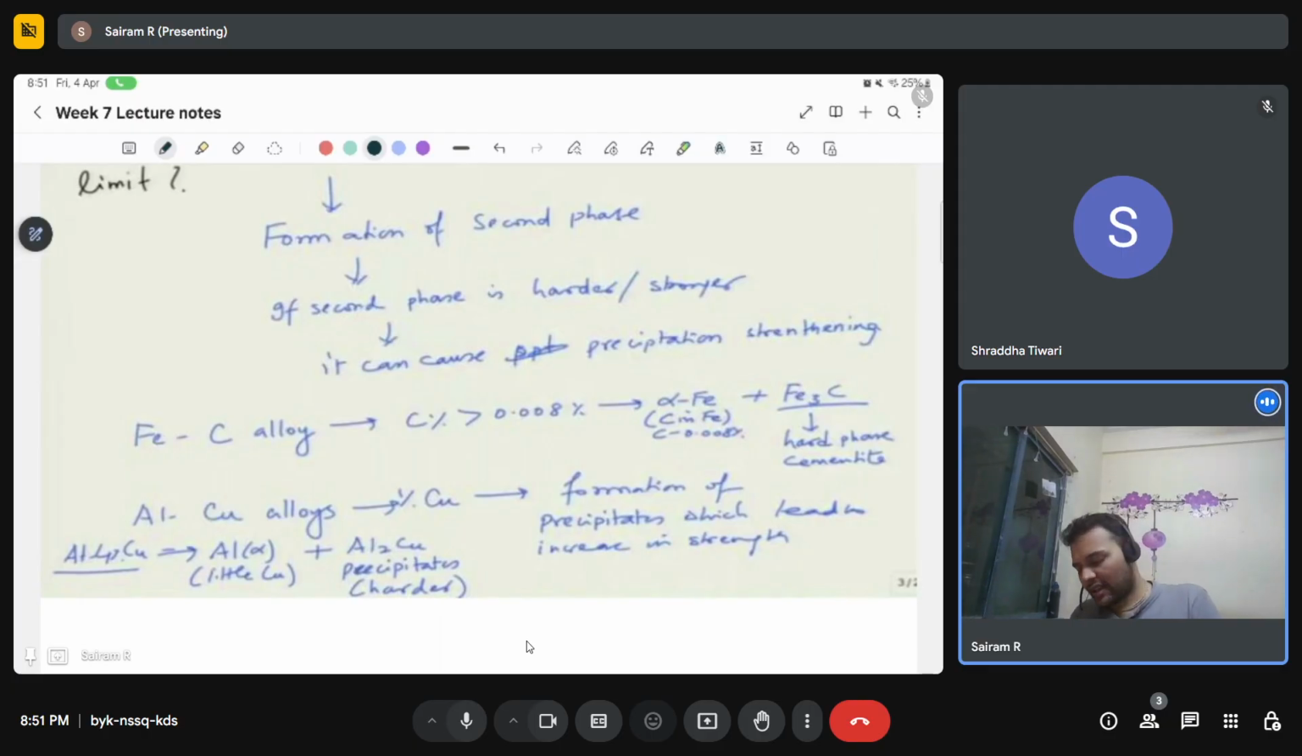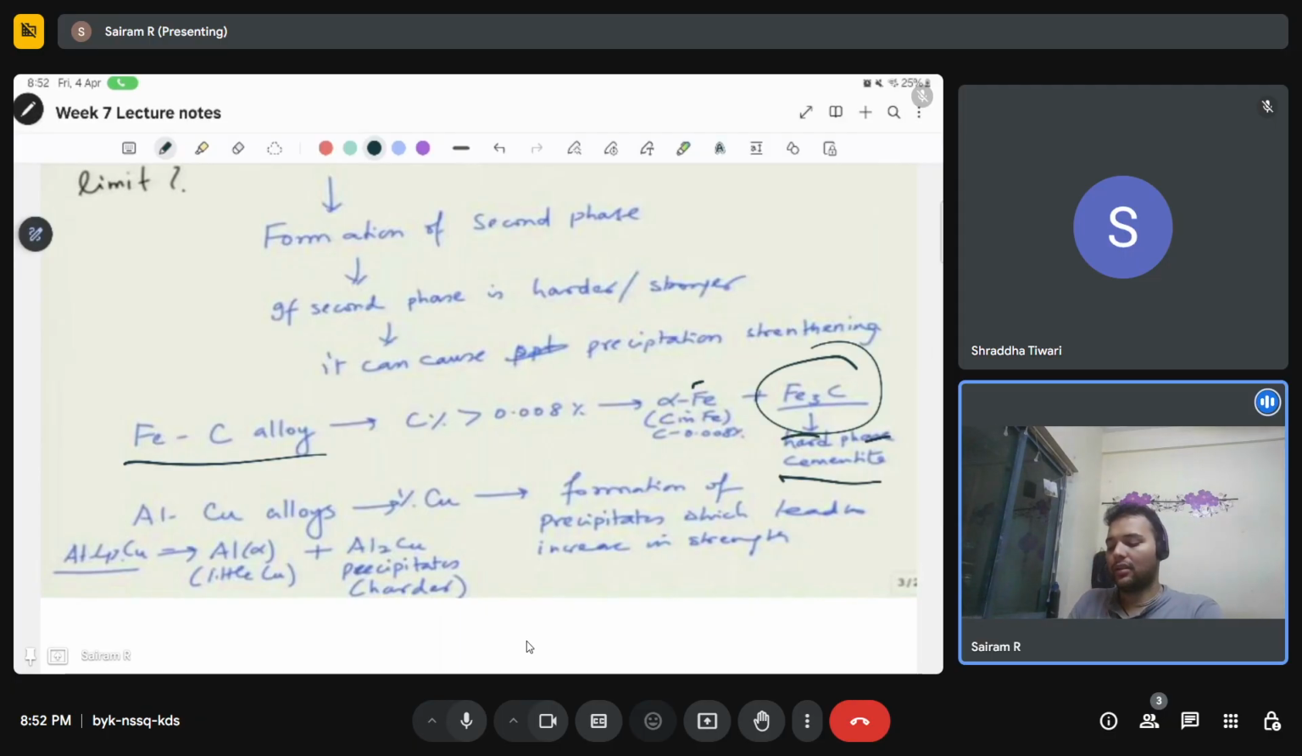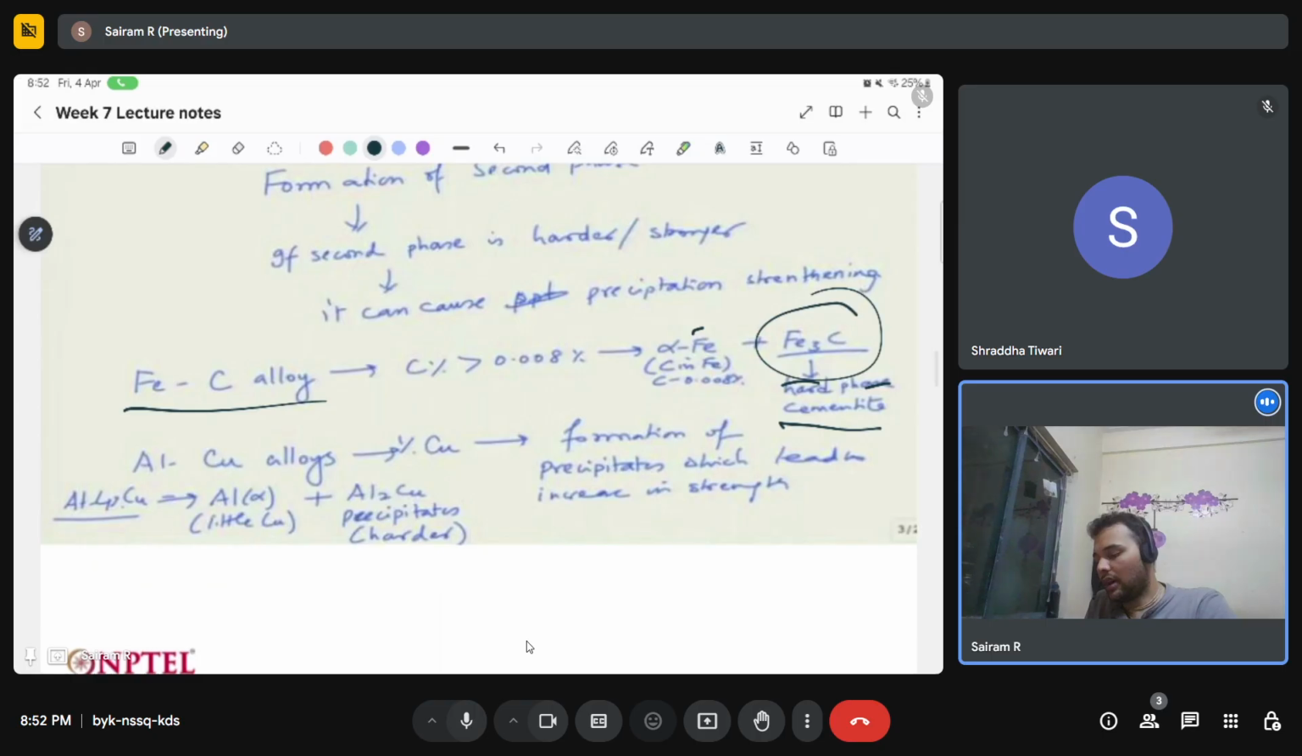Again, very common examples are steel systems where alpha iron is very soft, but Fe3C, the cementite phase, is very, very hard. So this hard cementite phase, with different microstructures, is what rules the world right now, with so many materials, so many applications having steels, different kinds of steels with so many varying material properties.